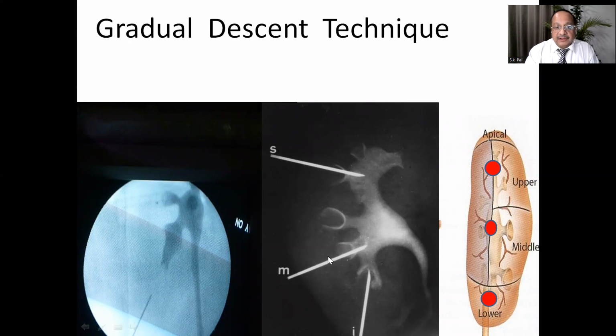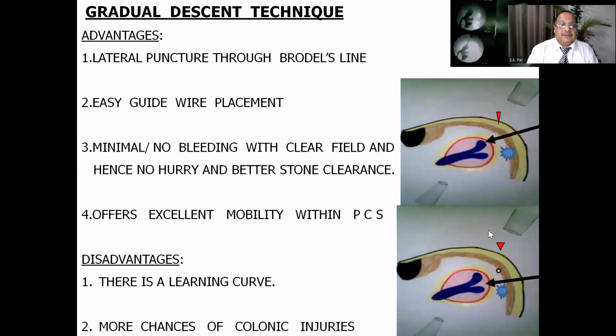You will be entering through the convex border of the kidney from the Brodel's white line, and the bleeding complications will be less. But these are the lateral punctures from the skin. They have easy guide wire placement because it is in the same alignment. There is minimal or no bleeding, so you are at peace, and there is a better stone clearance. It offers excellent mobility within pelvic calyceal system because you are in the same alignment.